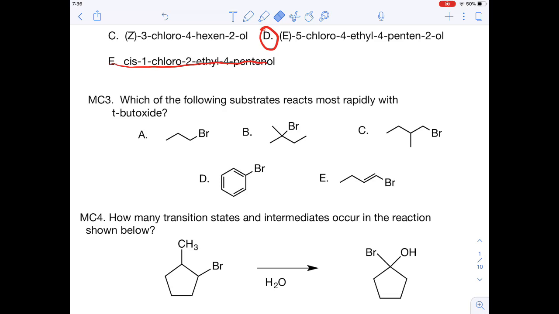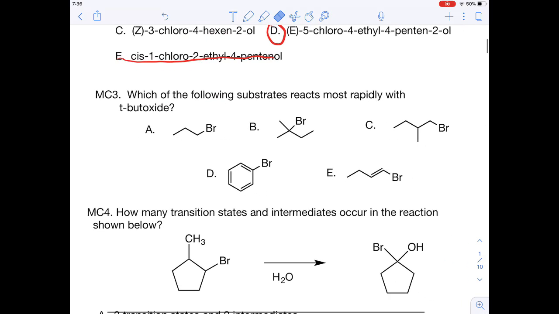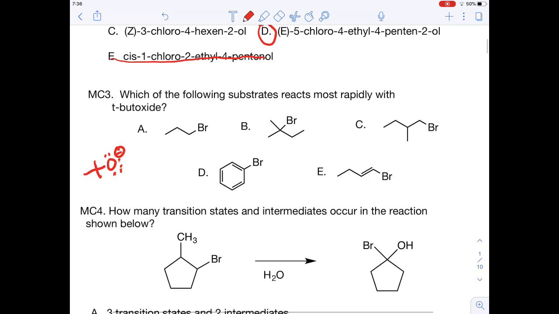Multiple choice 3 asks, which of the following substrates react most rapidly with tert-butoxide, or t-butoxide? So the first thing you have to know to do this question is the structure of t-butoxide, which actually looks like this, and it is considered a big bulky base. So when you have a big bulky base, you know you're going to be doing an elimination reaction, specifically an E2 reaction.